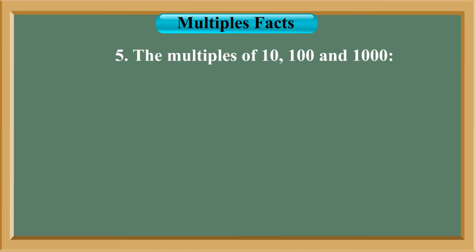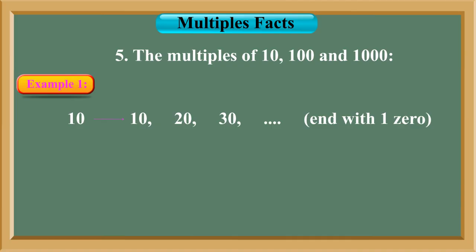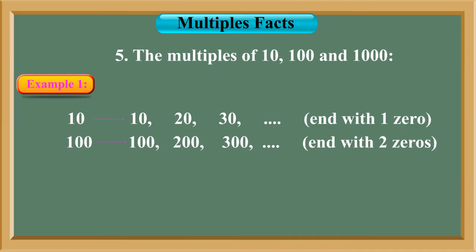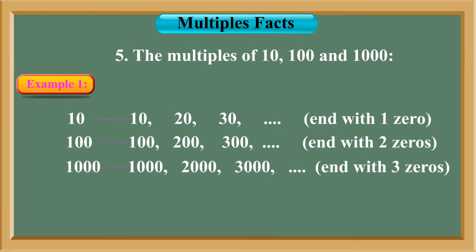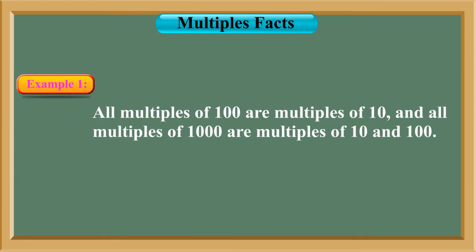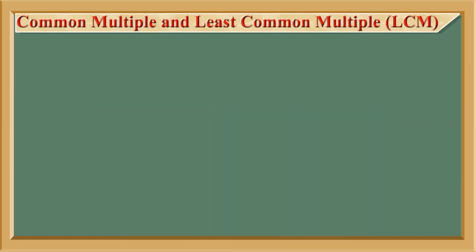Fifth, the multiples of 10, 100 and 1000. Example: 10, 10, 20, 30. End with 1 zero. 100, 100, 200, 300. End with 2 zeros. 1000, 2000, 3000. End with 3 zeros. All multiples of 100 are multiples of 10 and all multiples of 1000 are multiples of 10 and 100.